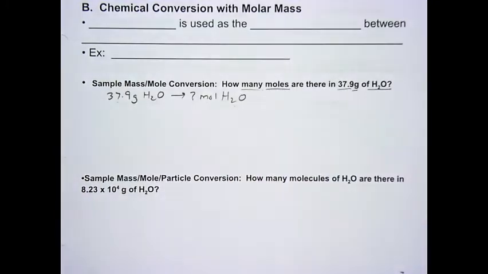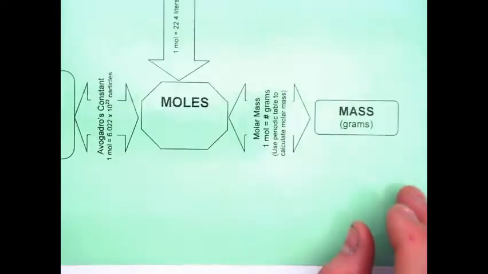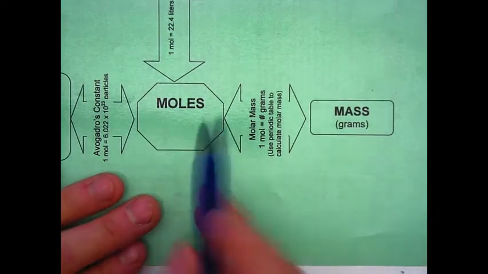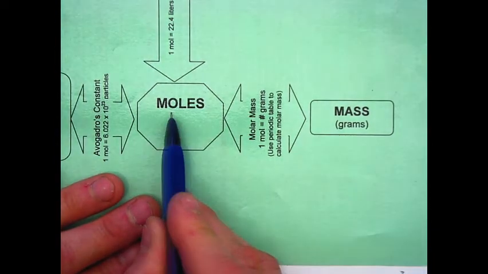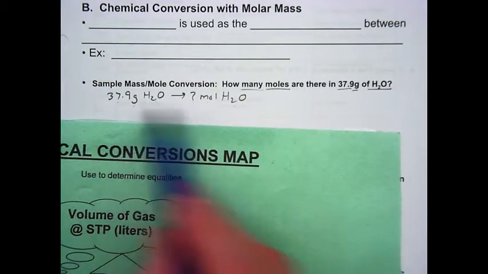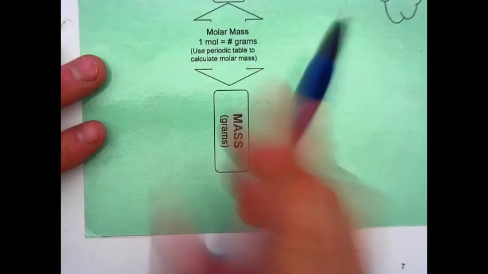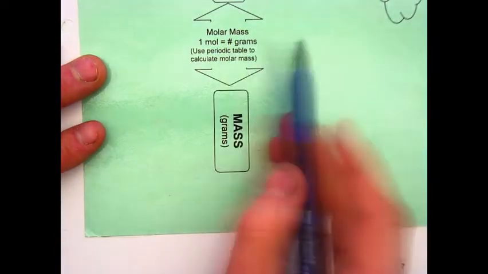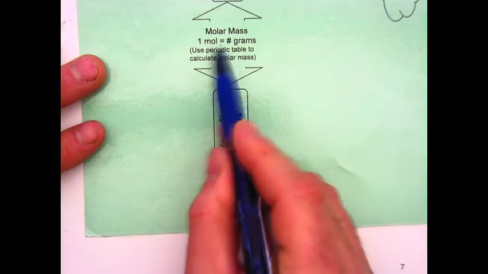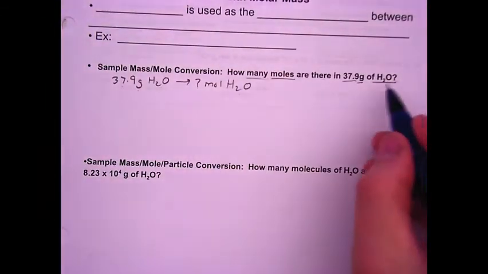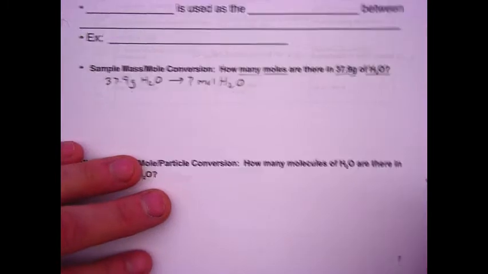Now, in order to figure out our equalities, again, we use a chemical conversion map. This time, we are trying to go between moles and mass. We're starting off with mass, and we're going to moles. So we use the bridge molar mass, which is the number of grams of a substance equal to 1 mole of that substance. We have to calculate the molar mass of water.